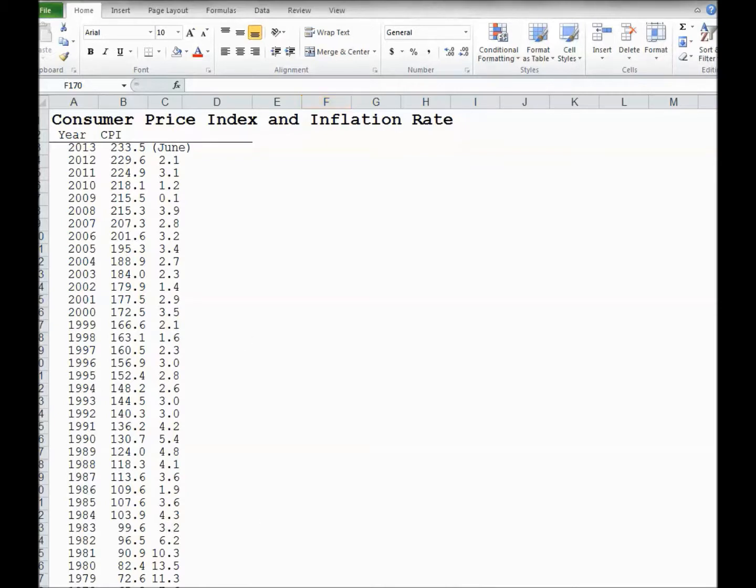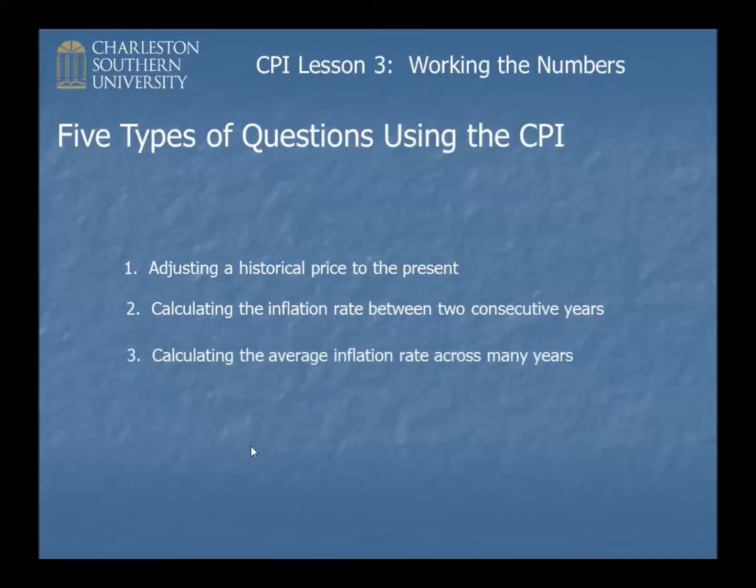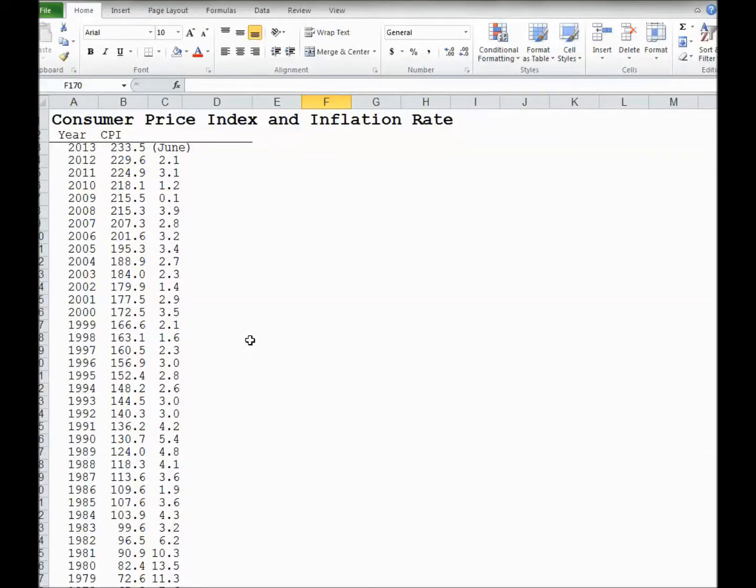Alright, so the next kind of problem that you might see is to calculate the average inflation rate across many years. For example, I might ask you, what's been the average inflation rate, say from 2010 back to the year 2000, or from 2000 to 1990? Most students will first try it this way. They will calculate the inflation rate for each of those years, see it right here, and then they will just divide by how many they have. Now that will get you close to the answer, but it won't be exactly correct.